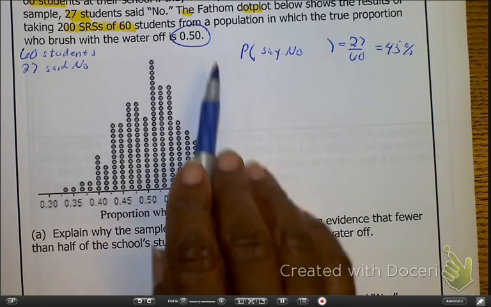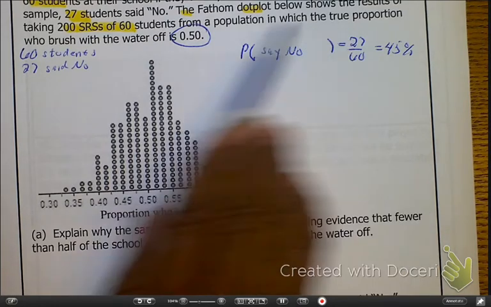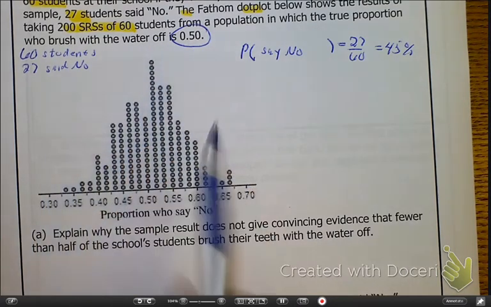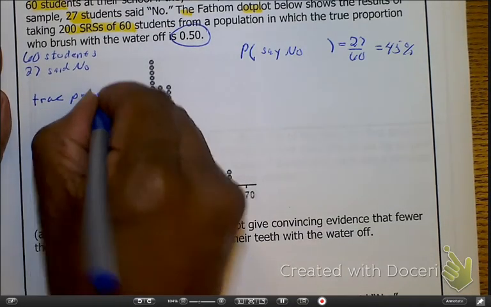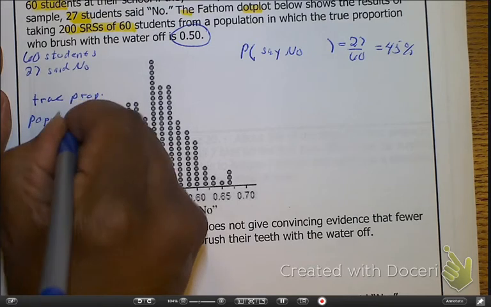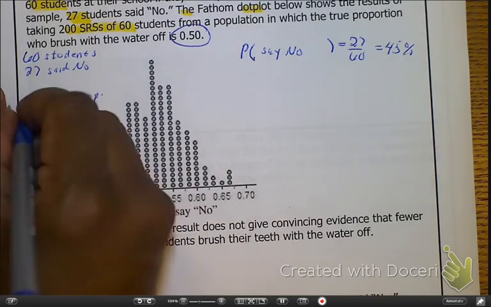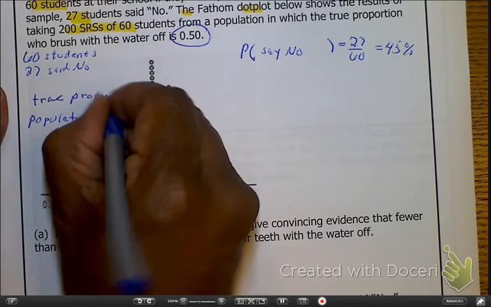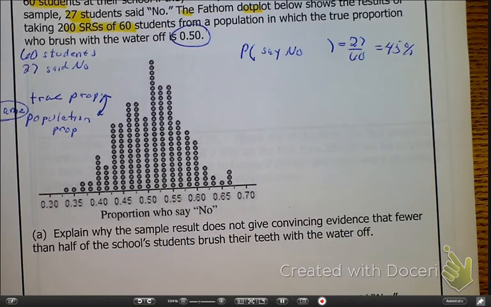But somewhere in here, it says that we took this from the population, so the true proportion of brushing their teeth is 50%. Now let's talk about the phrase true proportion. True proportion is the same as the population proportion. So these things are synonymous. When we have our samples, that's not a true proportion. That's just the proportion for your particular group.